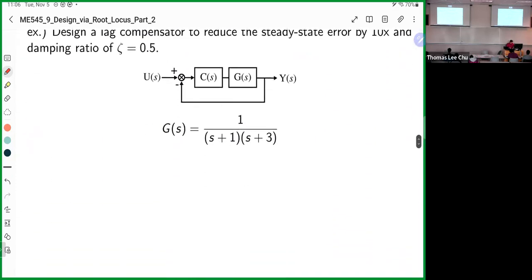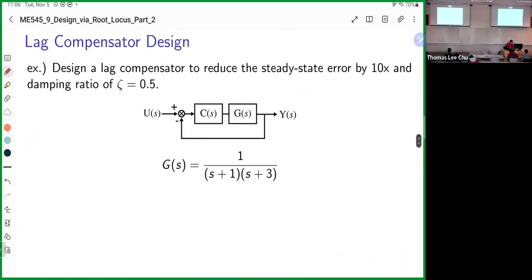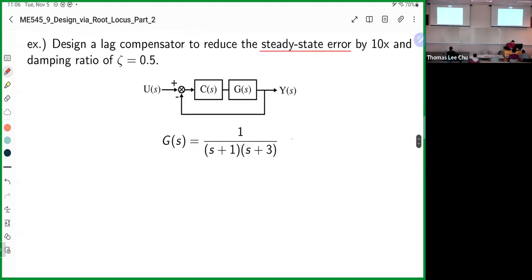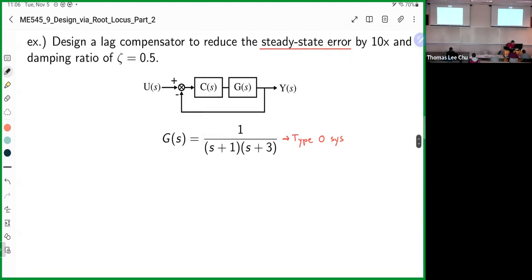Okay, so we're going to design a lag compensator to reduce the steady state error by 10 times, with a damping ratio of 0.5. We're given this simple second order system. Note that I don't tell you the steady state error for what input. You have to figure that out yourself. But we can see that this is a type 0 system, meaning that we have steady state error for a unit step input. So we're going to be finding our K_P value.